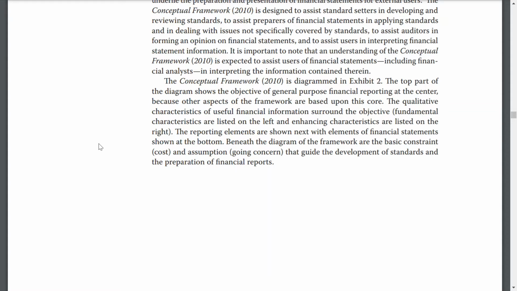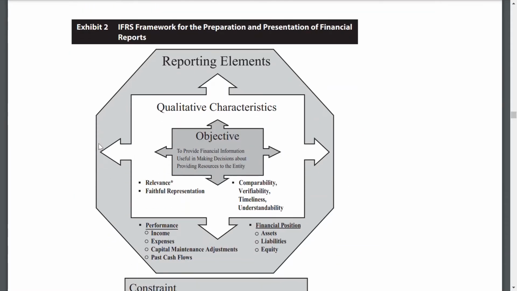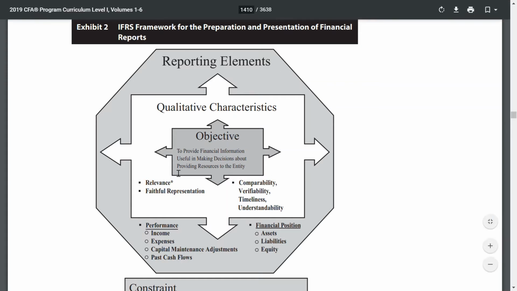Okay, so this is what it looks like. The objective, the qualitative characteristics, the reporting elements. So we can see the relationship between the reporting elements, the objectives, and the qualitative characteristics for the IFRS reporting framework in preparation for financial reporting. Constraints. Okay. Objectives of financial reporting.